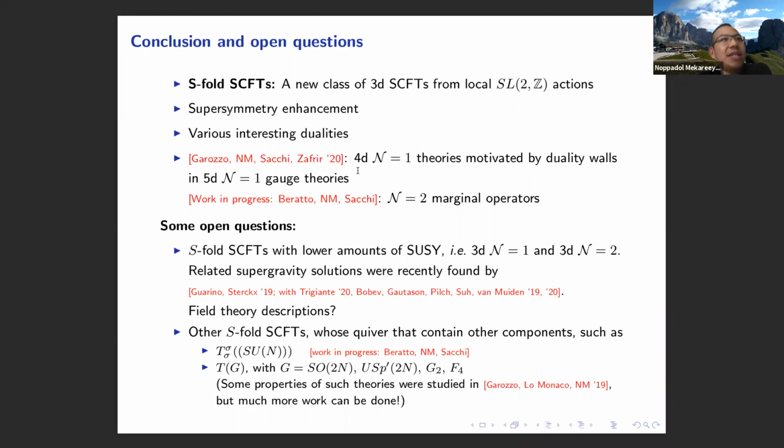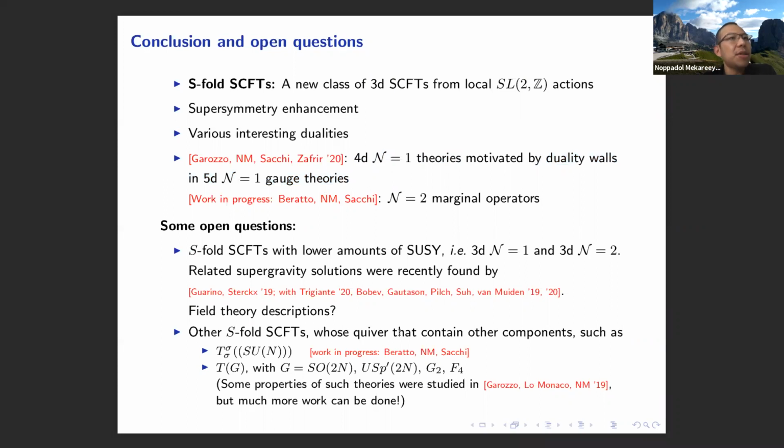You can generalize to 4D N=1 theories, for example, motivated by the duality wall in a 5D N=1 gauge theory. Here we find global symmetry enhancement in a lot of theories in 4 dimensions with N=1 supersymmetry. And this is an N=2 marginal operator.